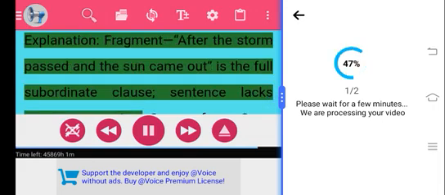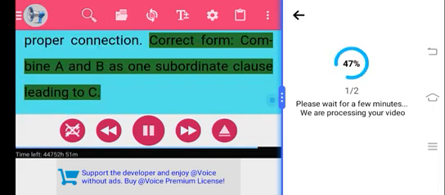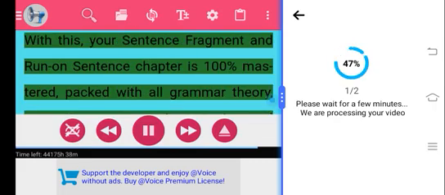Explanation. Fragment: "after the storm passed and the sun came out" is a full subordinate clause; the sentence lacks proper connection. Correct form: combine A and B as one subordinate clause leading to C. With this, your sentence fragment and run-on sentence chapters are 100% mastered, packed with all grammar theory, exam trap types, repair strategies, and question patterns SSC uses.